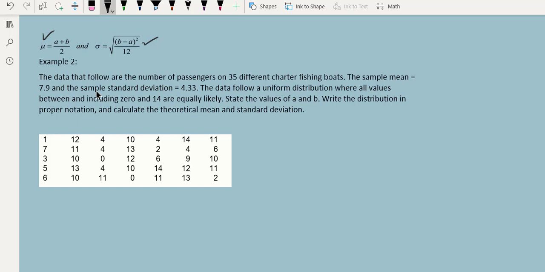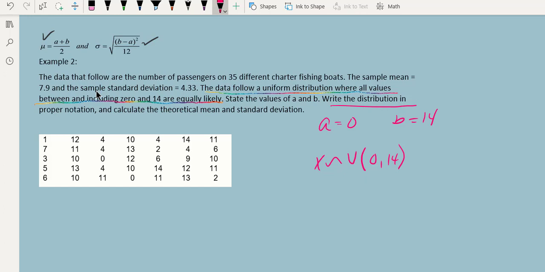So if I go back and read through it, we say that it is going to have the following uniform distribution where all values between and including 0 and 14 are equally likely. So it says state your a, state your b. So my a would equal 0 and my b would equal 14. Then the next part of it says write it in the proper notation. So our proper notation will be x equivalent sign of the uniform of 0 to 14, right?